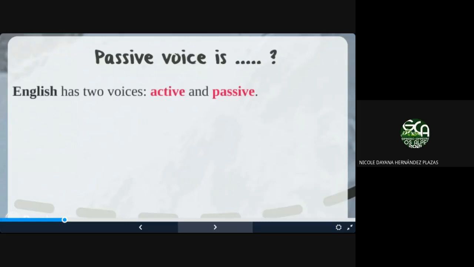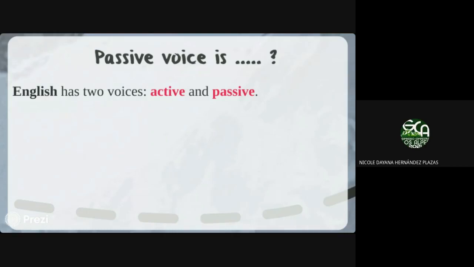Let's remember, babies, that in English we have two voices. We have an active voice and we have a passive voice, okay? We have these two types of voices. What happened with active and what happened with passive? Active voice. If I say that something is active, what may this be or what comes to your mind? For example, Samuel, what do you think? Active voice.